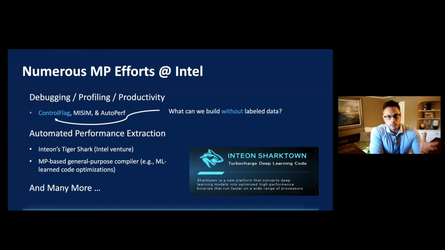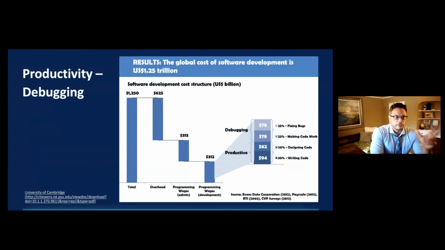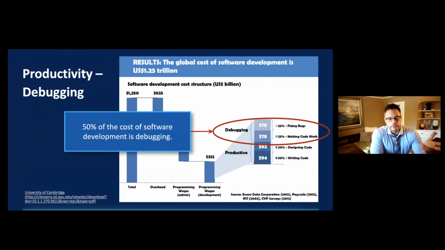But as many of you probably know, as we're building these MP systems, a lot of them are without labels. So what can we do with unlabeled data? Well, before we focus on that, let's quickly talk about why we would target debugging to begin with. If you look at this University of Cambridge study that came out in 2017, it basically showed that 50% of the development cost is software debugging. And most of the people that I know are not that fond of debugging. So we figure this is a really good area to target.